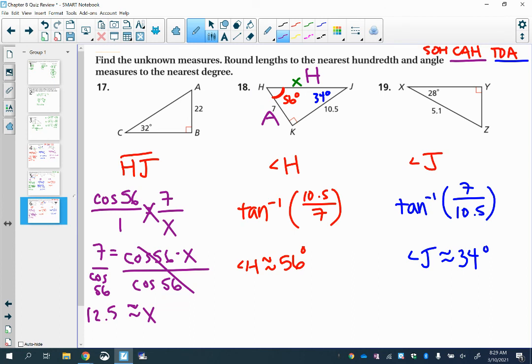All right, so if I'd gotten something that was smaller, I would have known that I'd done something wrong. Okay, so my best advice for you from here to continue to prepare for this quiz is to do number 19. So find all the missing parts. If you can solve this right triangle, you can do anything on this quiz. All right, and that's it for the review.